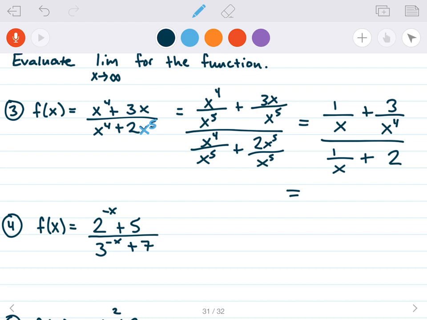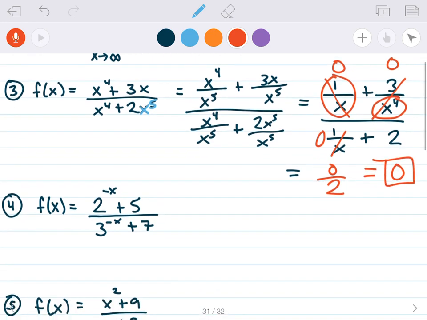All right, so on top, as x gets huge, what does 1 over x become? It becomes 0. Same thing for 3 over x to the 4th. When x gets huge, this goes to 0 as well. On the bottom, as x gets huge, 1 over x goes to 0. 0 plus 2 is 2. So 0 over 2 is going to give us 0 again.